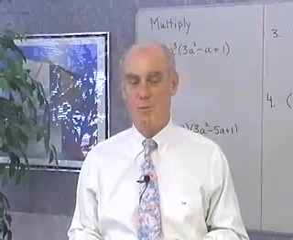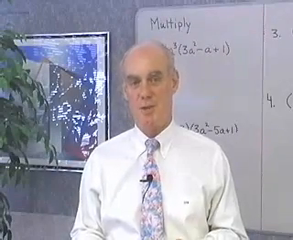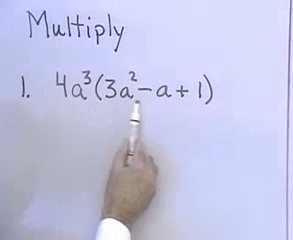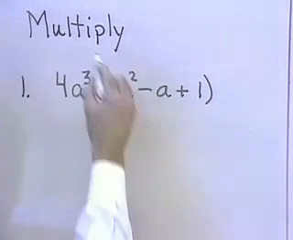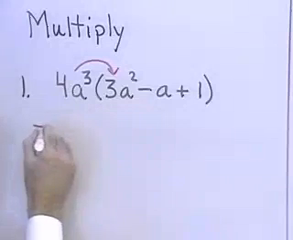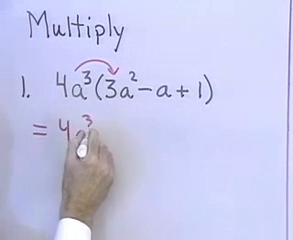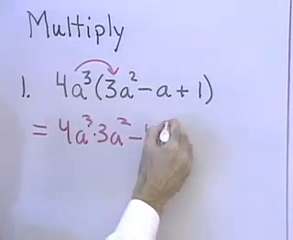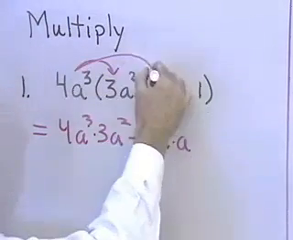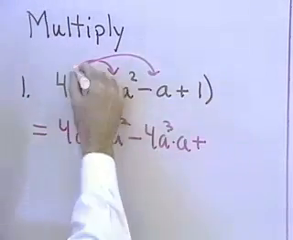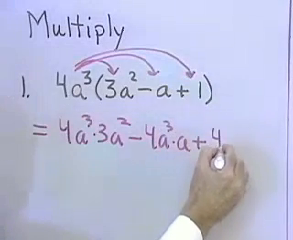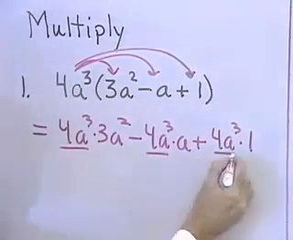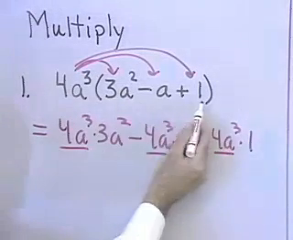Our first problem with multiplication with polynomials is really just an application of the distributive property. We want to multiply 4a cubed times 3a squared minus a plus 1. By the distributive property, we know that will be 4a cubed times 3a squared minus 4a cubed times a, plus 4a cubed times 1.